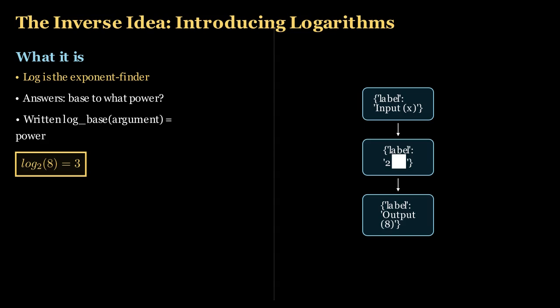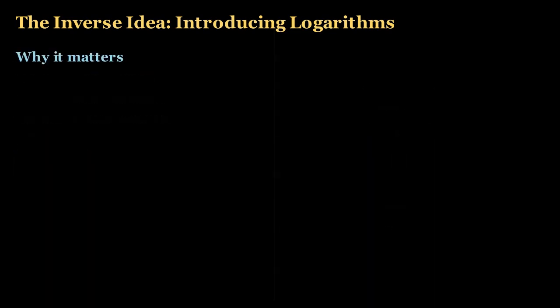We know exponents are about repeated multiplication, a fast-forward button for growth. But what if you know the final amount and the growth rate, and you need to find the time? That's exactly the problem logarithms solve.